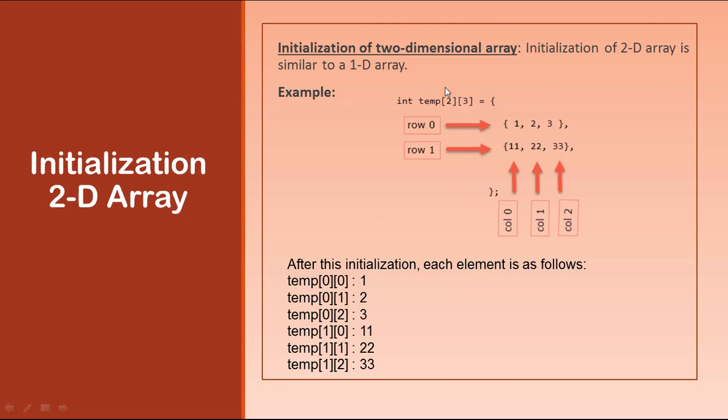After this initialization, first element is stored at index temp[0][0]. Second element is stored at temp[0][1]. Third element is stored at temp[0][2] and so on. And finally, last element is stored at temp[1][2].